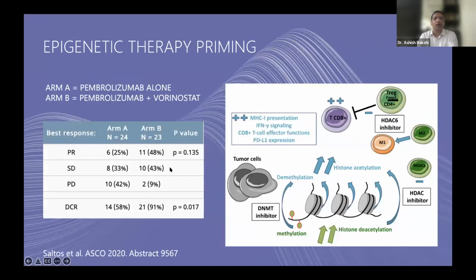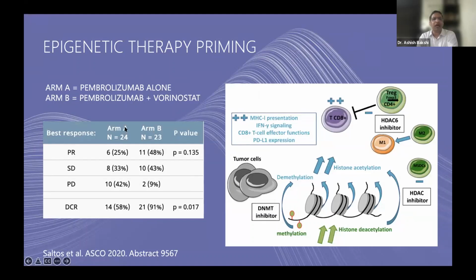Now, one example of this is also that epigenetic therapy is being used in order to increase the responses to immunotherapy. So as I mentioned previously, epigenetic machinery is responsible for a lot of immune dysregulation. So in this one interesting study published at ASCO 2020, just 2 years back, what they have done is that in a group of patients, they used immunotherapy called pembrolizumab, whereas the other arm received a combination of pembrolizumab with vorinostat, which is an HDAC inhibitor.